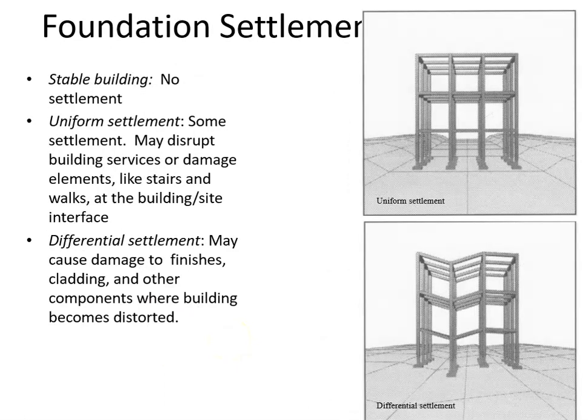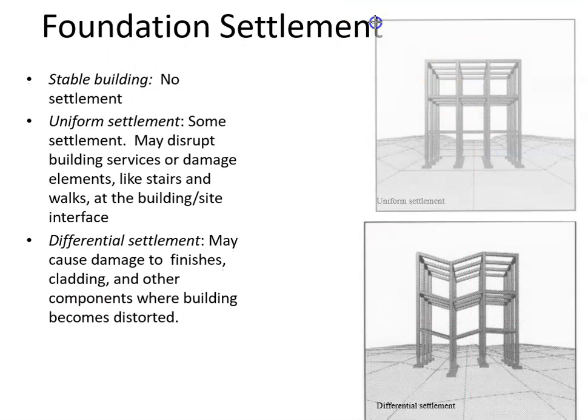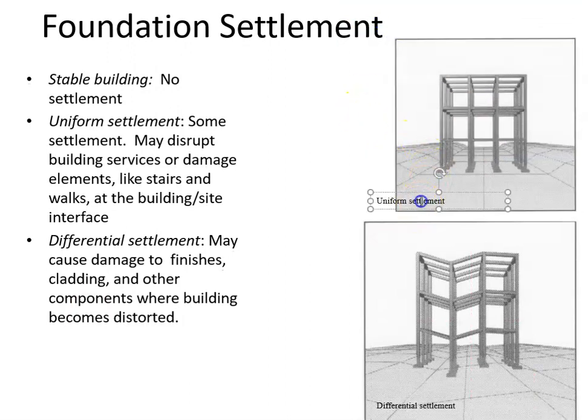Okay, foundation settlement. We have two different types here. We see uniform settlement and differential settlement. A stable building has no settlement, and that is what we work towards, of course. Uniform settlement could disrupt building services or damage elements like stairs and walks at the building site and interface. That is where the entire building has settled uniformly, or all pieces sank together.